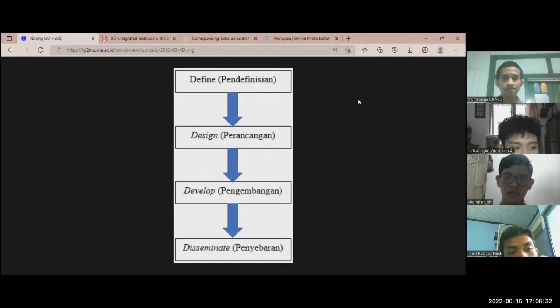And then in the develop stage, we started developing our textbook. We started from defining the big idea of each activity, then continued to each CBL syntax. After that, we developed activities integrated with ICT, for example Scratch, YouTube, Photopea, and email. Next will be explained by Mubin.